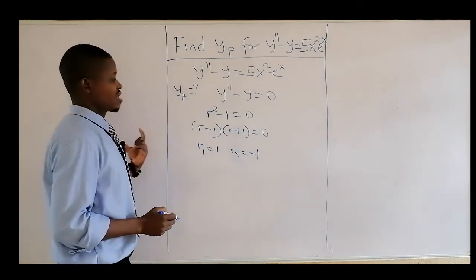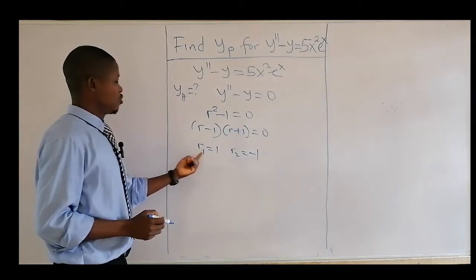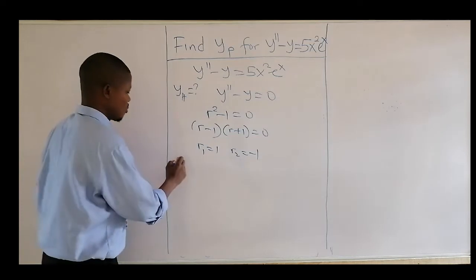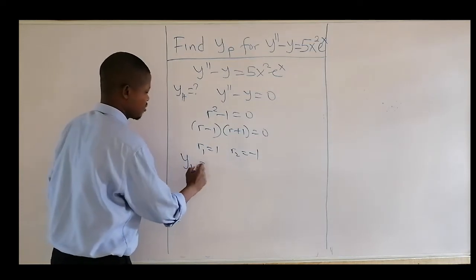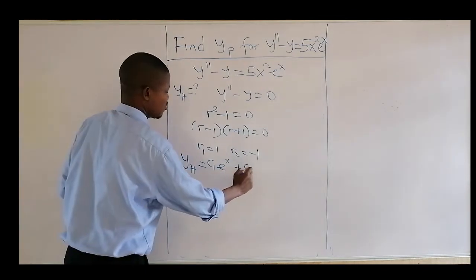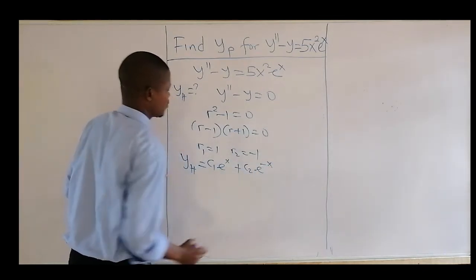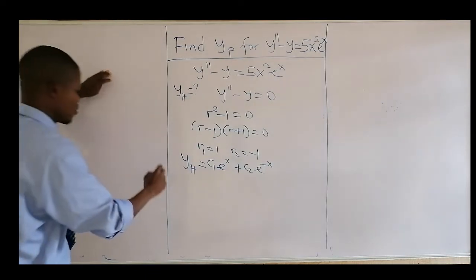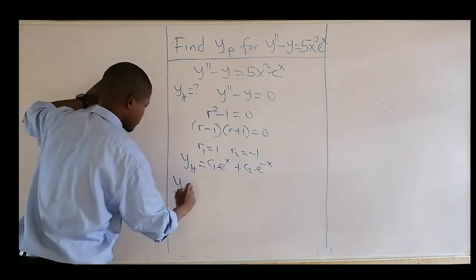Okay? In the previous questions, both r1 and r2 were the same. But in this case now, they are not the same. So your yh now is equal to c1 e^x plus c2 e^(minus x). Okay? So let's now get the particular solution, yp.